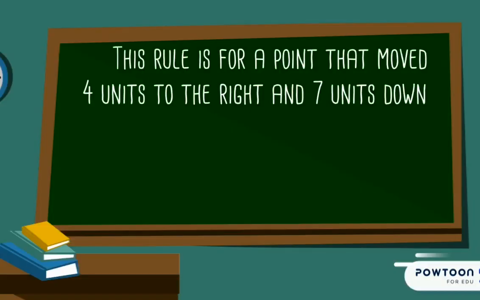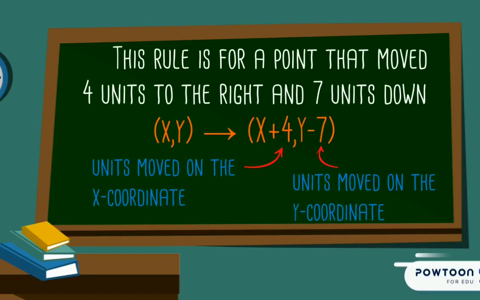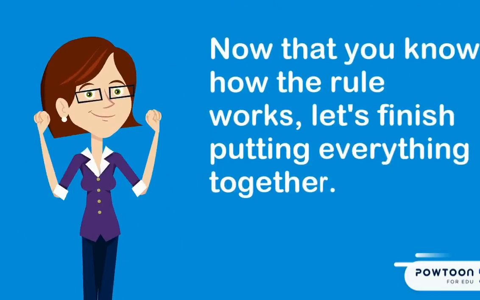This is a rule for a point that moved 4 units to the right and 7 units down. x, y turns into x plus 4, y minus 7. Now that you know how the rules work, let's finish putting everything together.